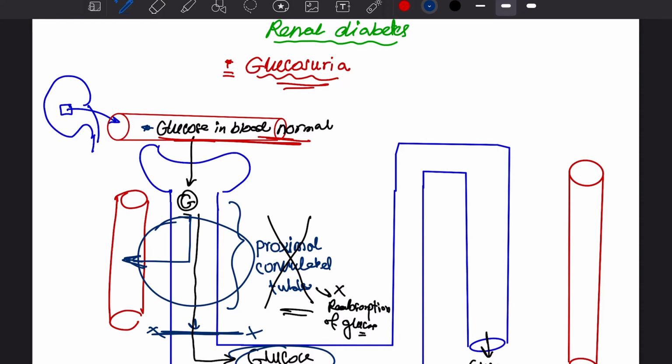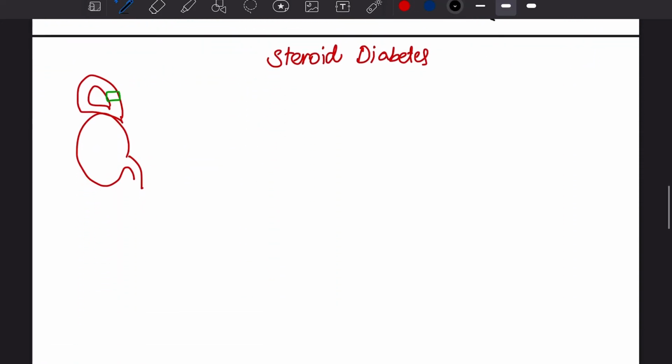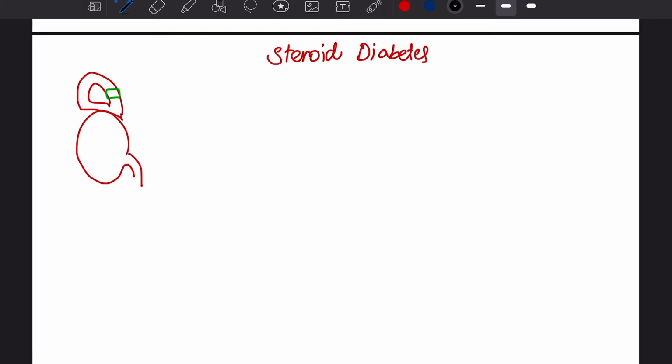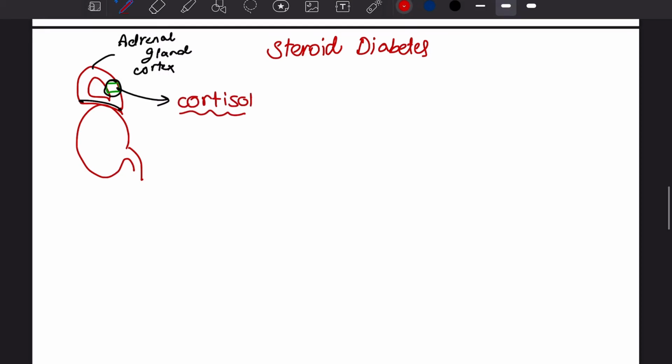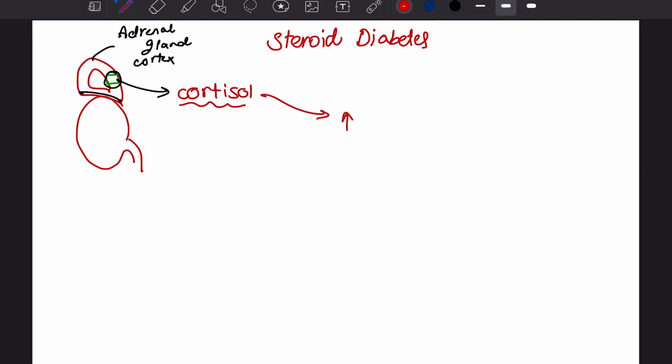The last diabetes type is called steroid diabetes. This is not in the kidney, but something above the kidney. We call it the adrenal gland. The adrenal gland has a cortex and medulla. The cortex of the adrenal gland, this part here, secretes a hormone called cortisol. Of course, maybe you know it already. So cortisol elevates what? It elevates glucose levels in the blood.